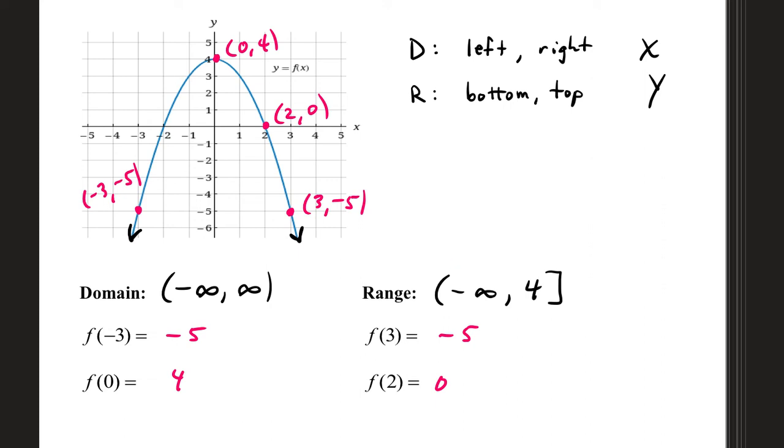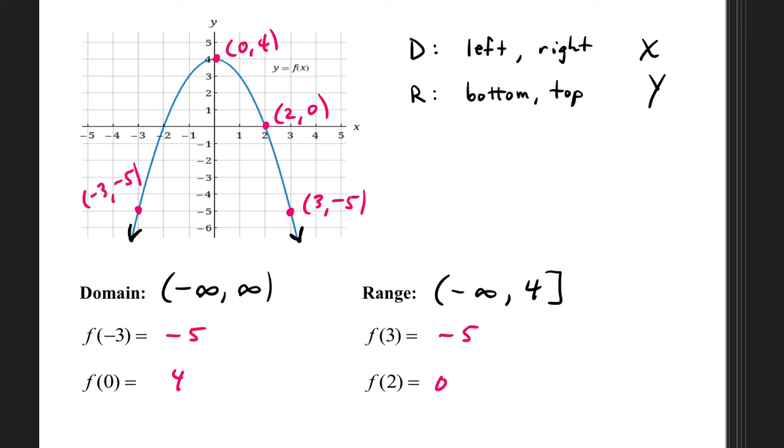Switching over to range, we're looking at bottom and top y values. Domain is left and right x values. Going to the bottom, we have no lowest y value, so we use a negative infinity just to illustrate that the graph goes down forever. At the top of the parabola, we do have a highest y value, and that's 4. Since our graph exists when y is 4, we use a bracket.